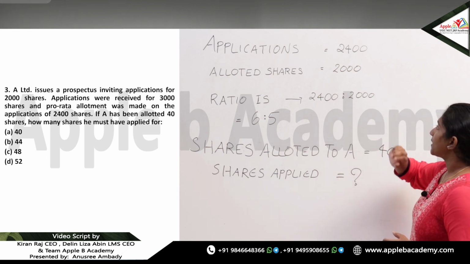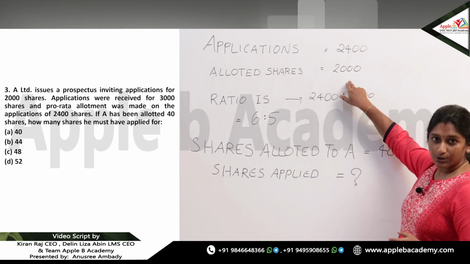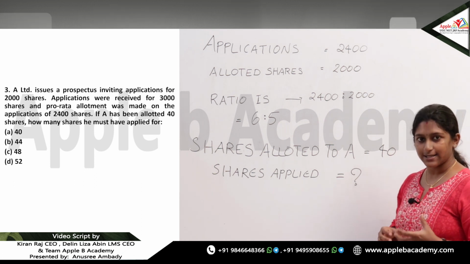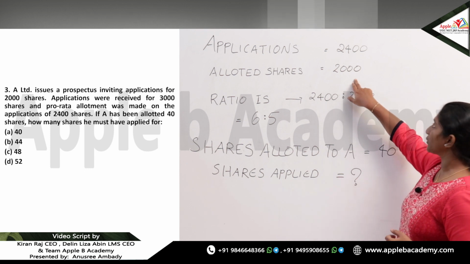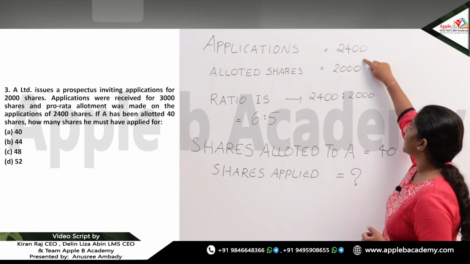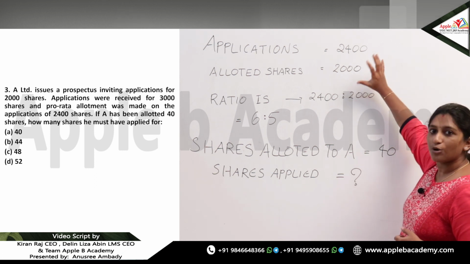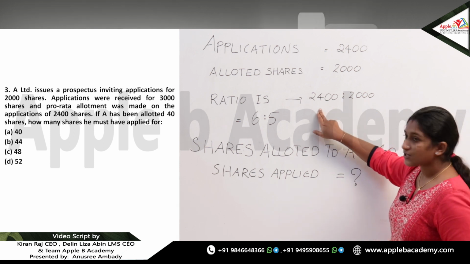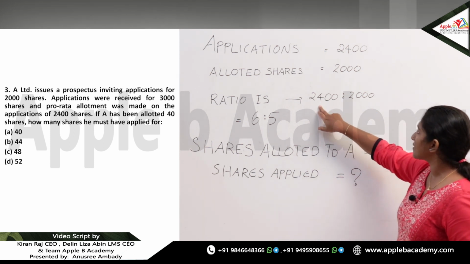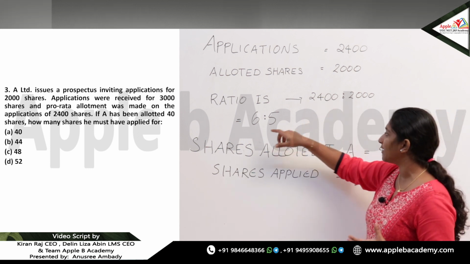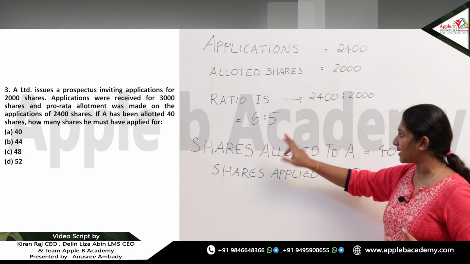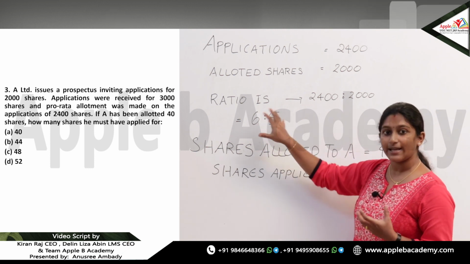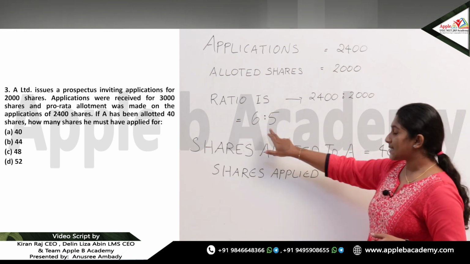The company invited applications for 2000 shares and received applications for 3000 shares. They made allotment on the applications of 2400 shares. That means they have allotted the whole 2000 shares proportionately to the applicants of 2400 shares. The ratio is 2400 is to 2000, which simplifies to 6 is to 5. That means a person who applied for 6 shares will get 5 shares. This is the meaning behind pro rata allotment, and this is the ratio we get.